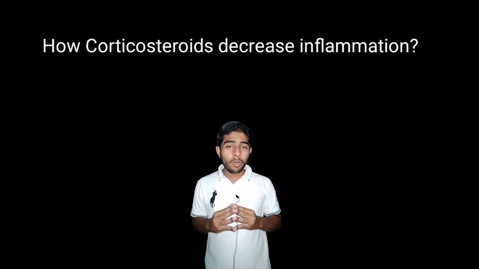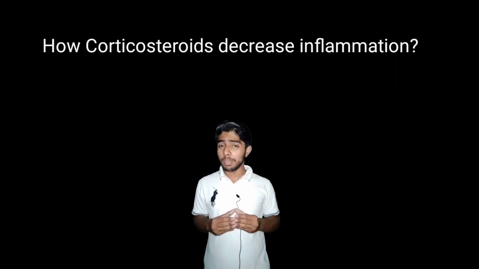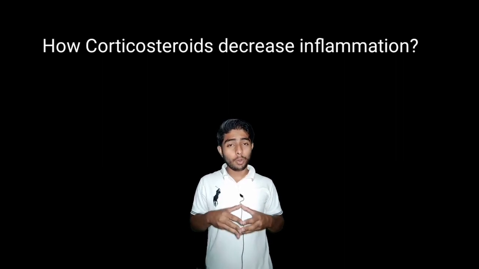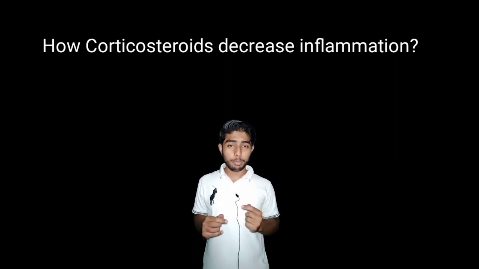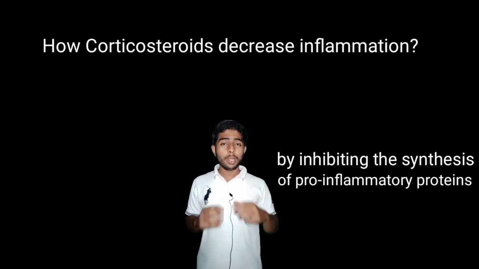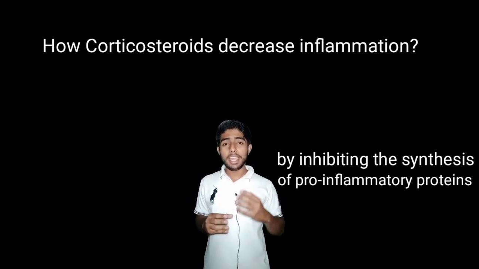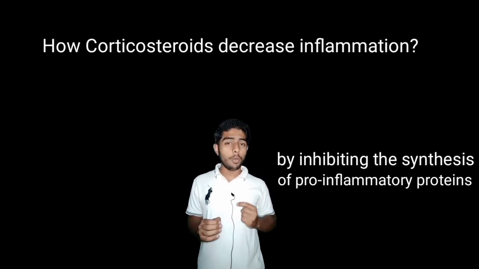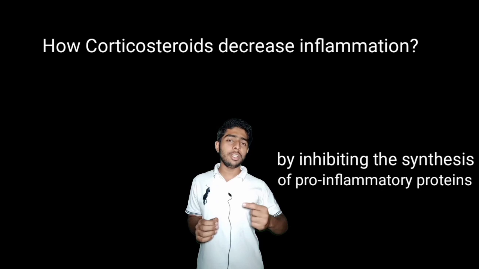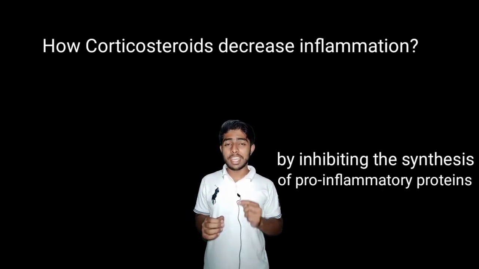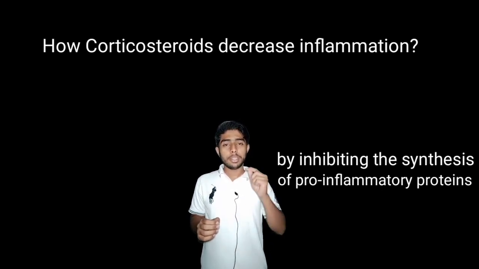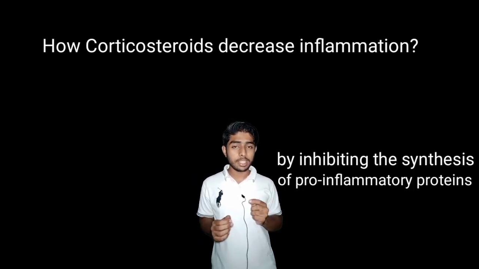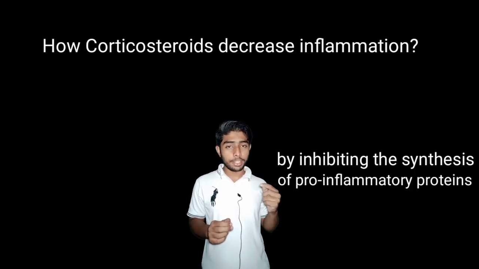Now, how do corticosteroidal drugs decrease inflammation? There are basically two main ways, or two main functions. The first one is that corticosteroidal drugs bind to the glucocorticoid receptor, which is present on each and every cell of our body. Then the cell sends a signal to decrease or inhibit the synthesis of pro-inflammatory proteins. And when pro-inflammatory proteins decrease, inflammation will automatically decrease.